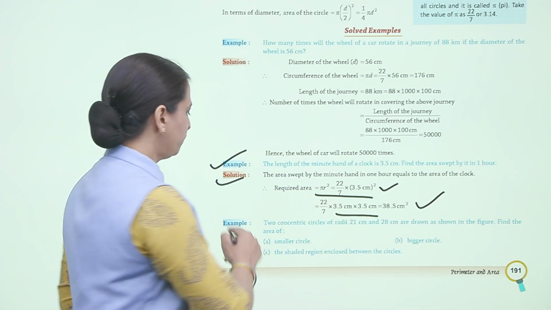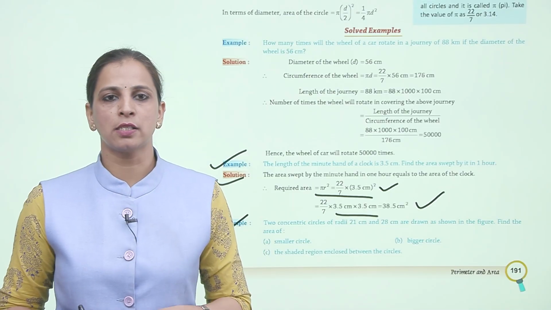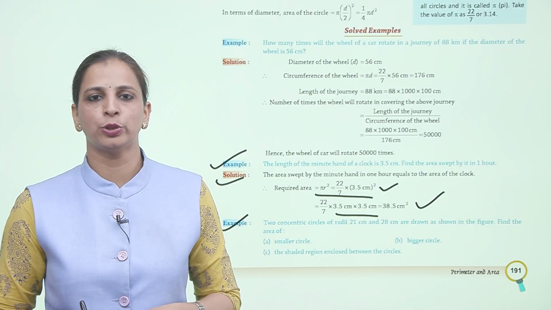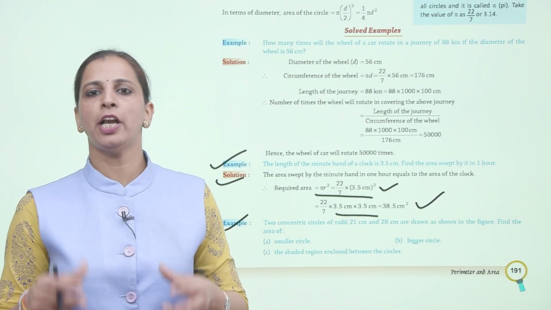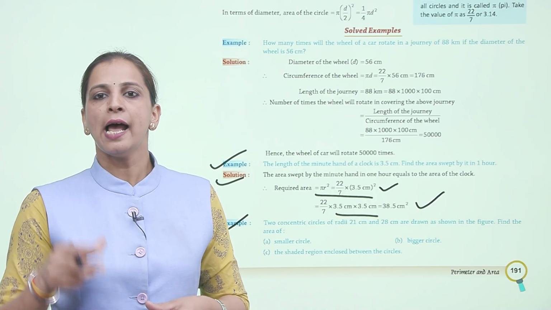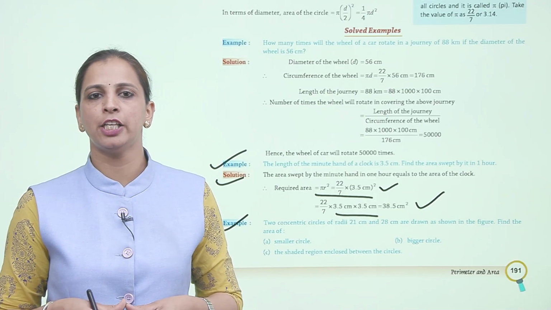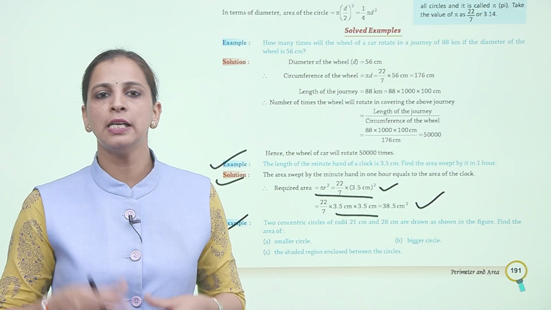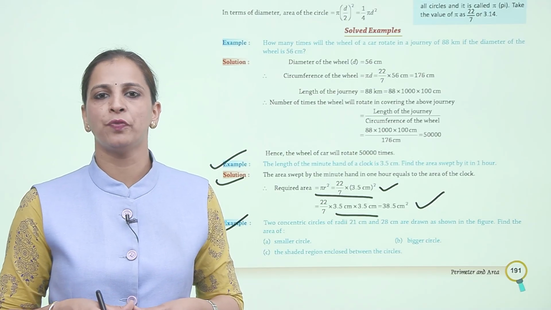Now next example, टू कोंसेंट्रिक सर्कल्स, कोंसेंट्रिक जिनका एक ही सेंटर होता है, of radii 21 centimeter and 28 centimeter are drawn as shown in the figure. Find the area of smaller circle, bigger circle and the shaded region enclosed between the circles.